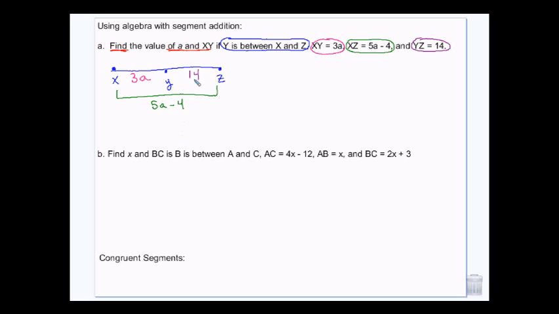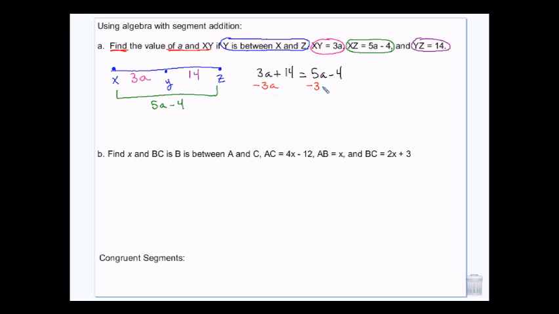Now that I have the picture, just looking at the picture, what do I know about this and this together? They equal the big one. The picture helps to put everything into perspective. So 3a plus 14 together equals 5a minus 4. So by drawing the picture, I was able to create the equation. So far, okay?